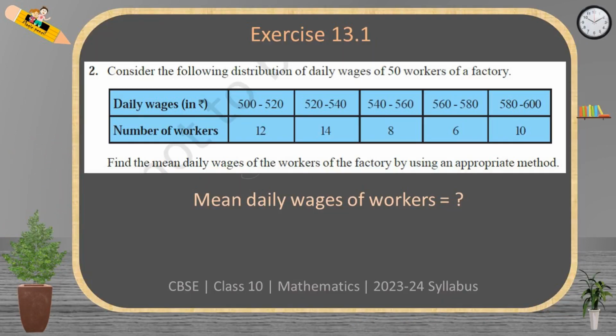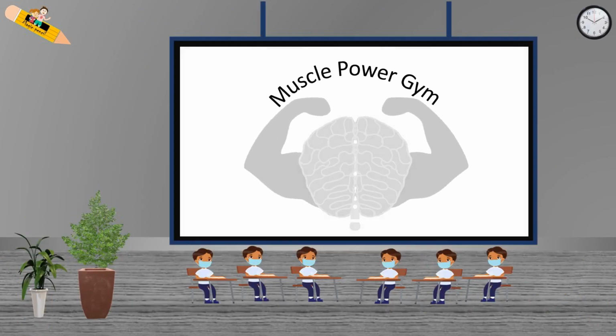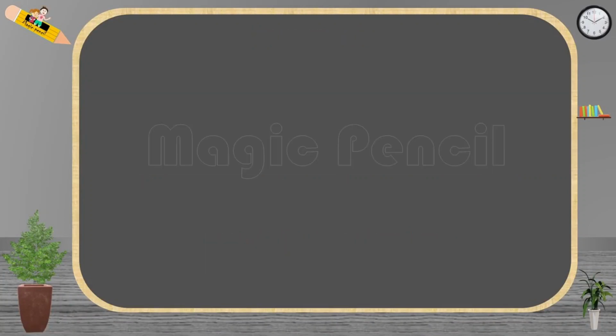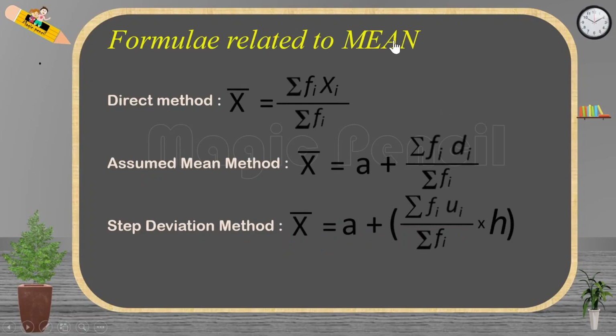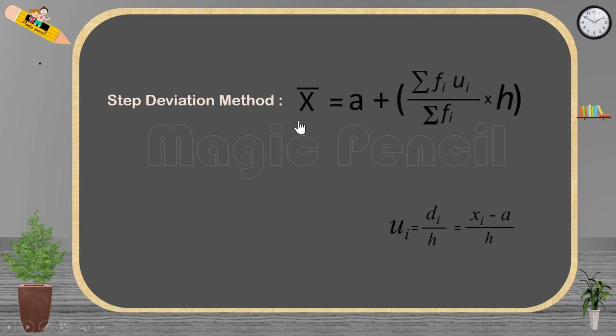Now let us do muscle power gym with problem 2 of exercise 13.1 statistics. In this problem, they are asking us to calculate mean daily wages of the workers of a factory. Since they are asking us to calculate mean, we have three different methods to calculate mean. But in the given problem, the values are very big numbers. So I would like to do this problem using step deviation method so that our numbers will become very small and simple.